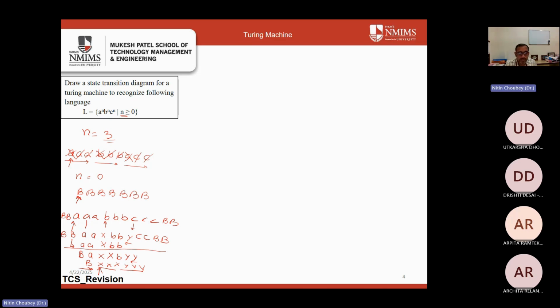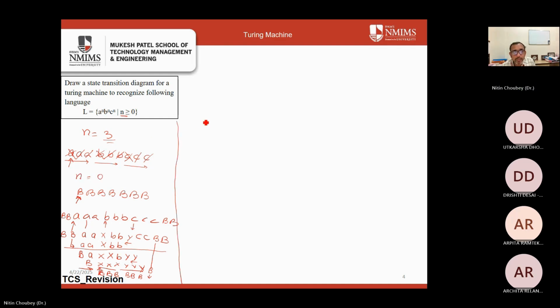Okay, so we'll check for that. What we'll do is replace all X with blank, all Y with blank, and after this Y, we must have a blank indicating the completion of the working area. Okay, so this is the logic which we need to follow.